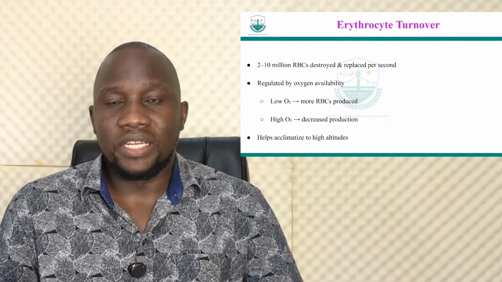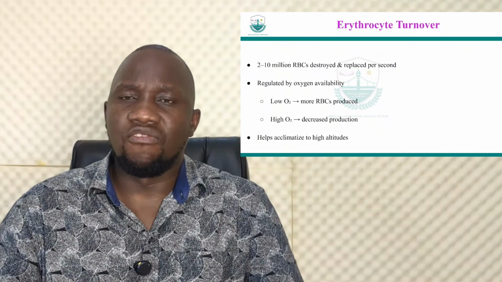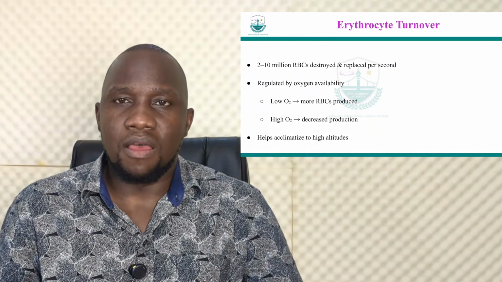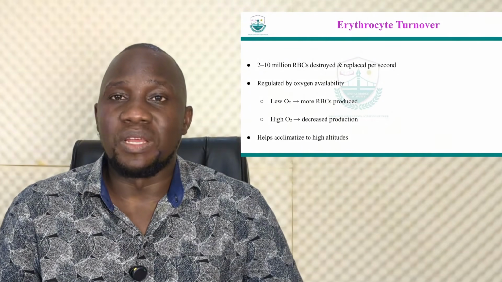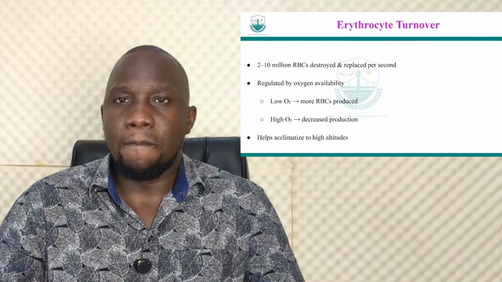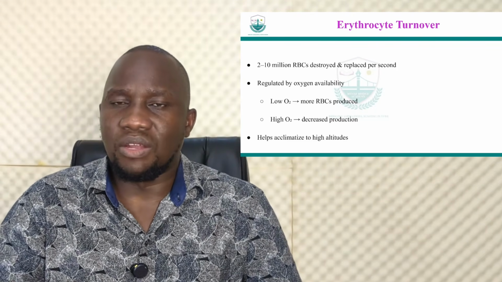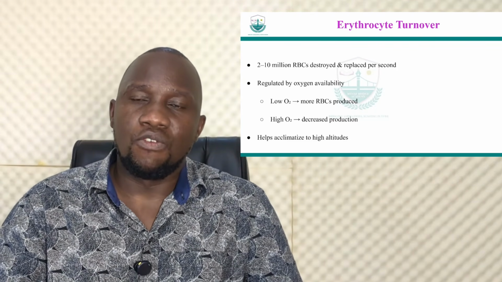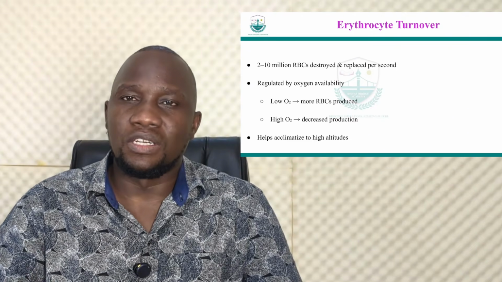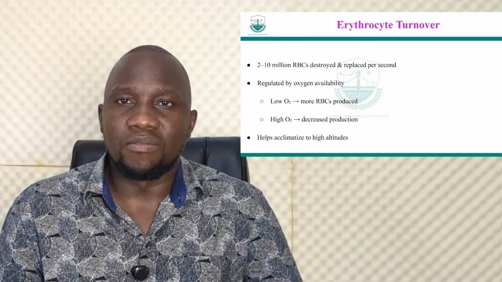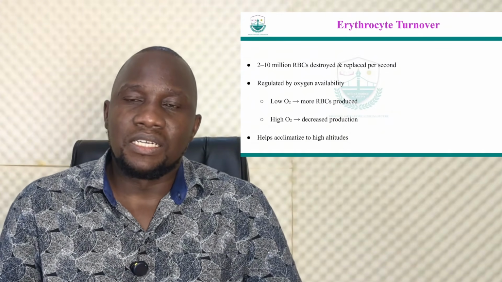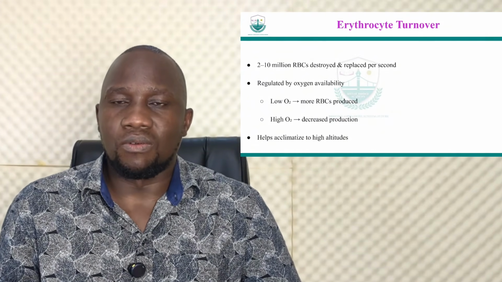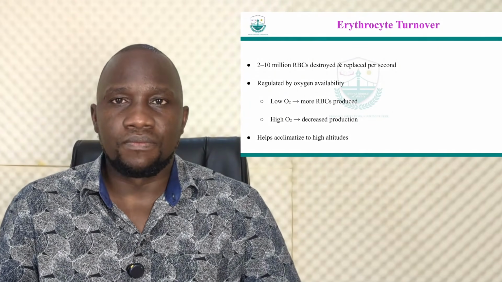Okay, so we are saying that a lot of processes are happening every second. You have millions of red blood cells being destroyed and also millions being made. Okay, so that is about the turnover. If you have more destruction than what replaces, then you have a problem. So you need to have more being made compared to those that are being broken down.